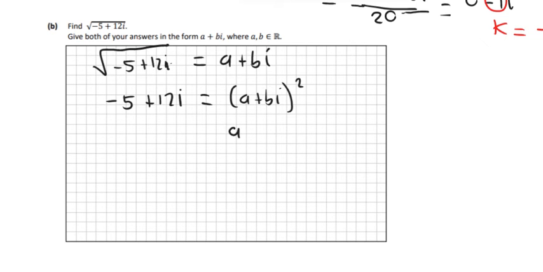So you should be left with a squared plus abi plus abi, so that's 2abi, and then that's plus b squared i squared. Okay, so that should be 12. Remember again, you've got an i squared here, so you can replace that with minus 1. So minus 1 times b squared would be minus b squared.